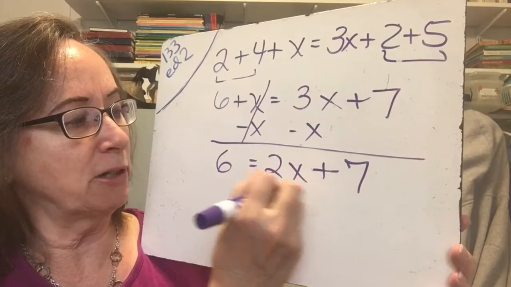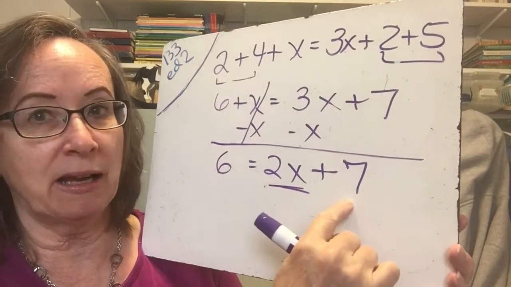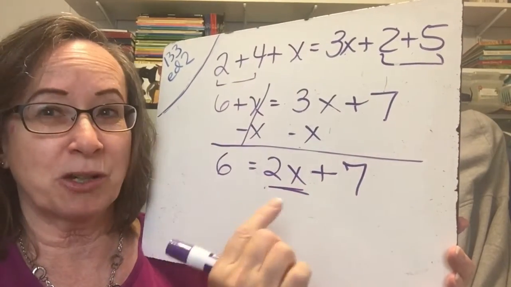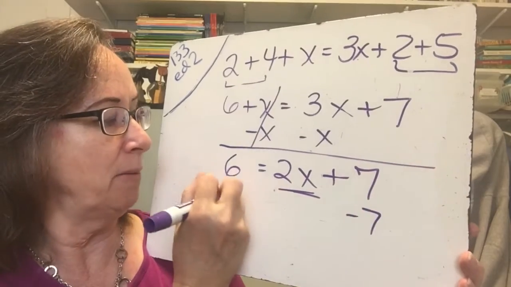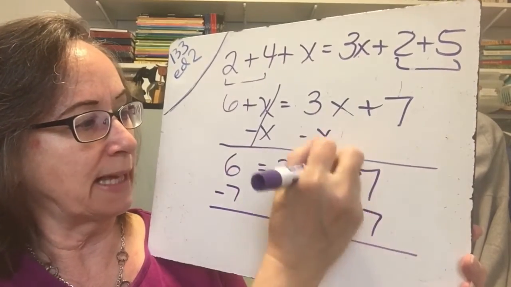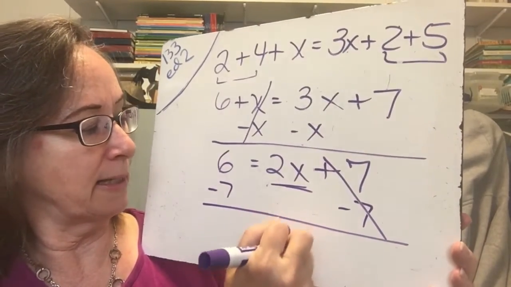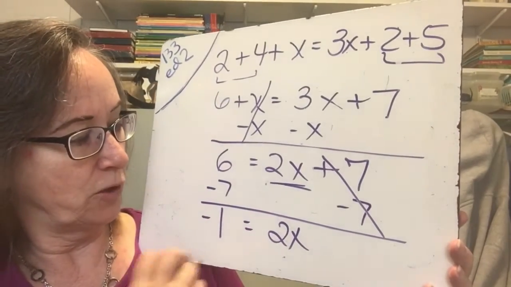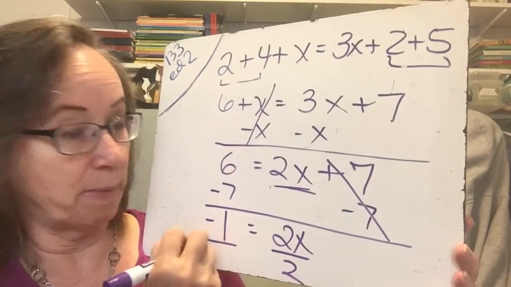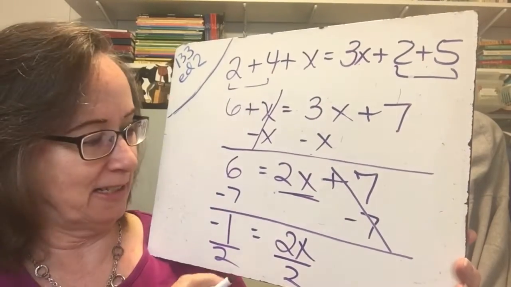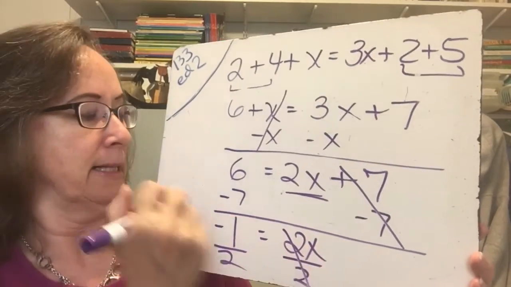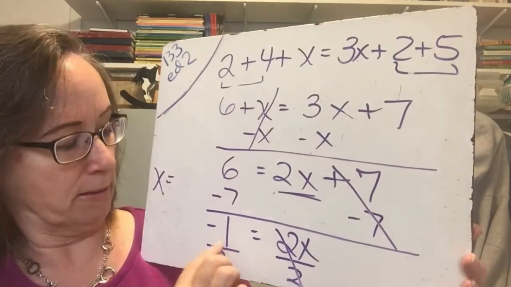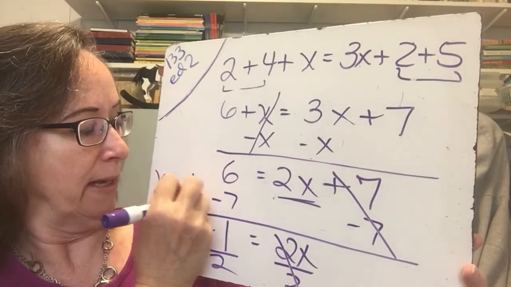So now here's my x term. So I want to get rid of this 7 to get my x term by itself. Minus 7, this cancels. I get a 2x equals negative 1. So divide by 2, divide by 2. I've got a fraction, don't I? So now my x equals negative 1/2.